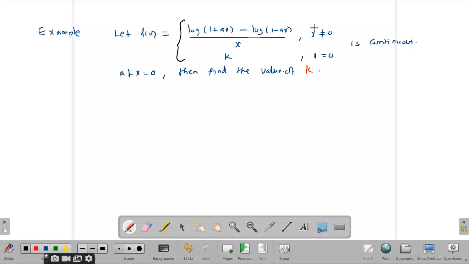Otherwise, only one point is left from the entire real number line, that is x equal to 0. When x equal to 0, some unknown value is taken. What is stated here? The function is continuous at x equal to 0. Then we apply the condition of continuity at x equal to a. What is the condition of continuity at x equal to a?